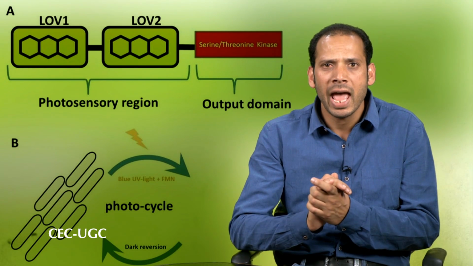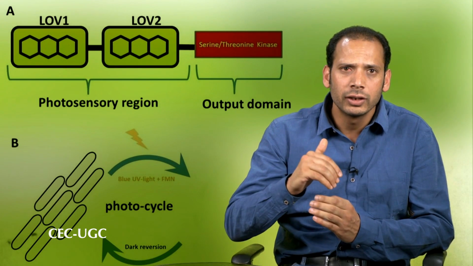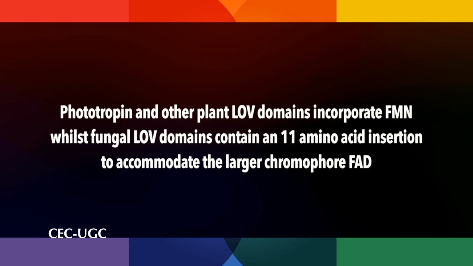LOV domains have a highly conserved tertiary structure which facilitates the non-covalent binding of FMN or FAD. Phototropin and other plant LOV domains incorporate FMN, whilst fungal LOV domains contain an 11 amino acid insertion to accommodate the larger chromophore, that is FAD.